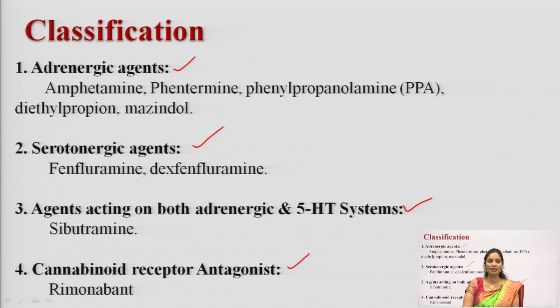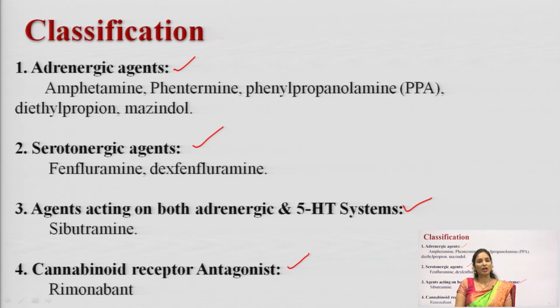So, what are the drugs here? Adrenergic agents are one of the categories under appetite suppressants. The second one is serotonergic agents, which are also drugs that fall under appetite suppressants. The third one is agents acting on both the adrenergic and 5-HT systems. There are some drugs which act on both systems to decrease the appetite. And the last one, cannabinoid antagonist drugs.